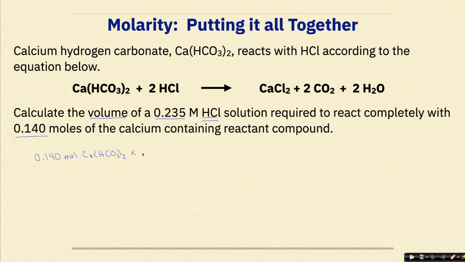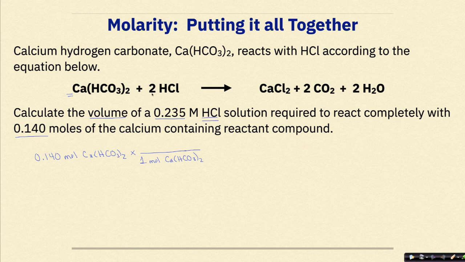Well, this looks like a mole-to-mole problem to me. So if I go up to my balanced equation, I see that there is a coefficient of 1 in front of the CaHCO3. So 1 mole CaHCO3. Extend that out a little bit.